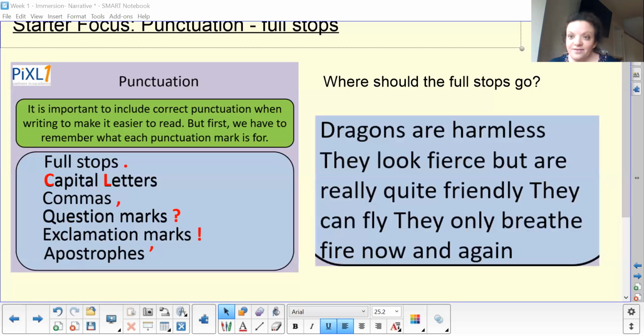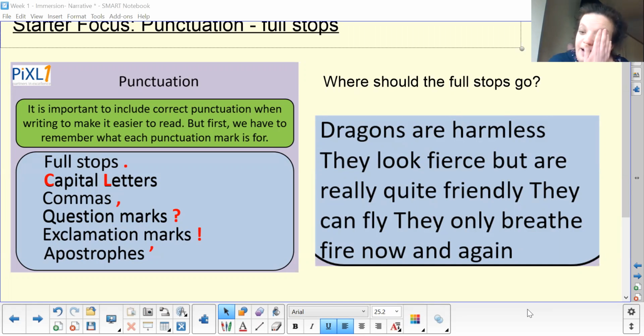Okay, we've got a little starter for you first of all this morning, and we're looking at punctuation. So let's talk about all the punctuation that we need and when do we use it. Okay, and what is it for? So we've got full stops, capital letters, commas, question marks, exclamation marks, and apostrophes. So with your partner, can you remember what we use these different punctuation for? Not with your partner, with a family member or by yourself, tell them what we use these punctuation marks and different punctuation for. Off you go.